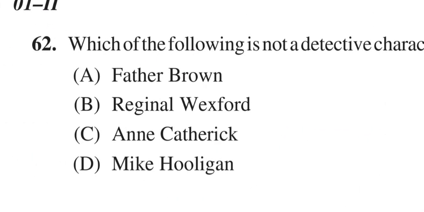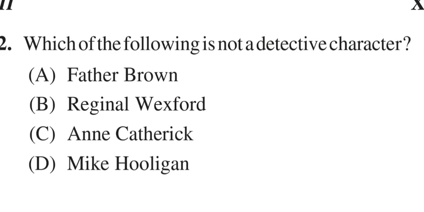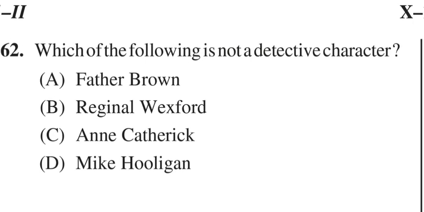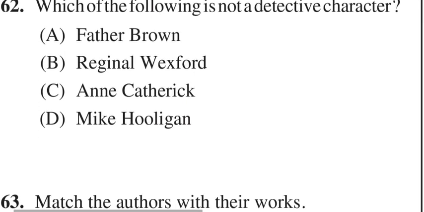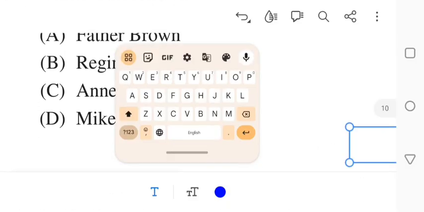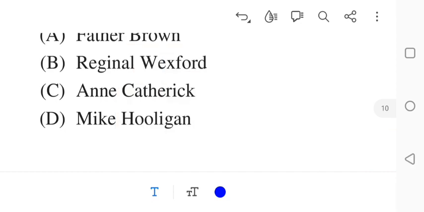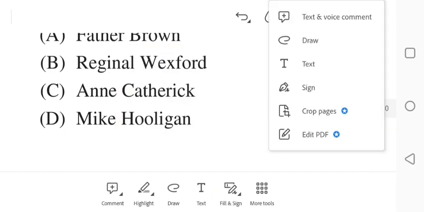Number 62 we have. It asks us, which of the following is not a detective character? Questions like this also are asked repeatedly, though different. Father Brown, Reginald Wexford, Anne Cattrick, Mike Hooligan. Correct answer will be C, that is Anne Cattrick. Anne Cattrick is the correct answer.